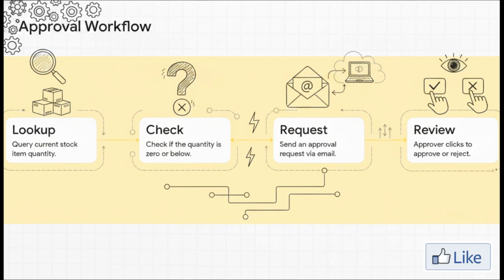First up, a lookup activity checks the current quality of an item. Then an if activity checks if that quantity has hit 0. If it has, it fires off the brand new approval activity, automatically pinging a parameterized request to an approver over Office 365 email or Teams. And to wrap it up, the approver just clicks a link in that message, jumping straight to the Fabric monitoring hub to approve or reject it.